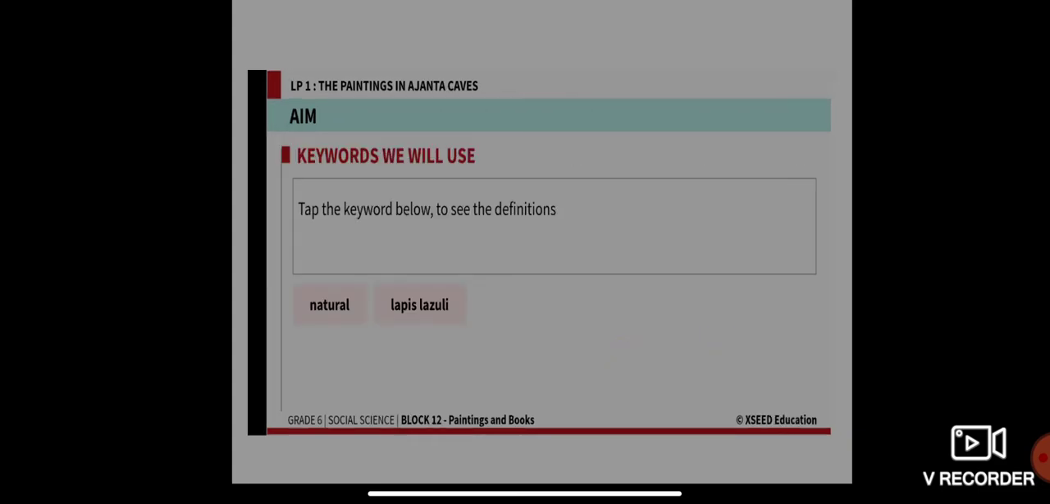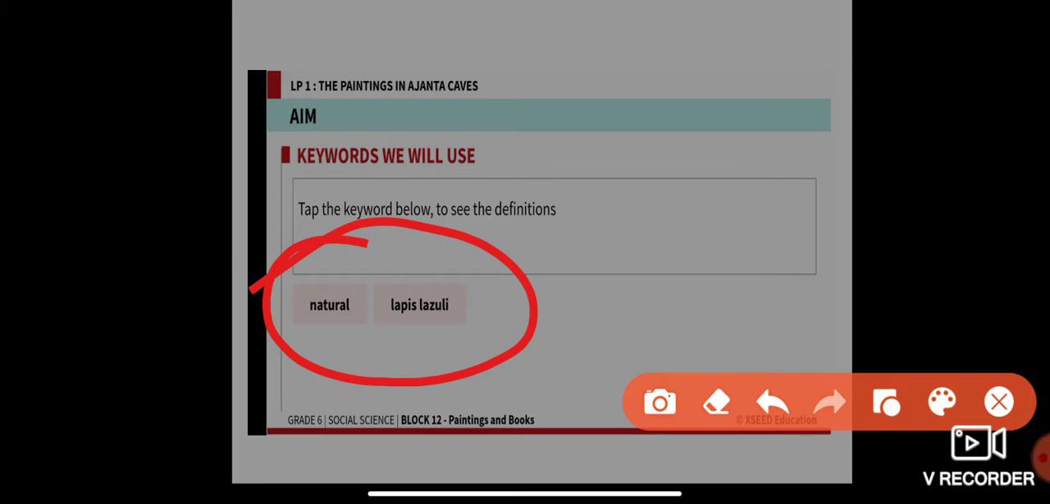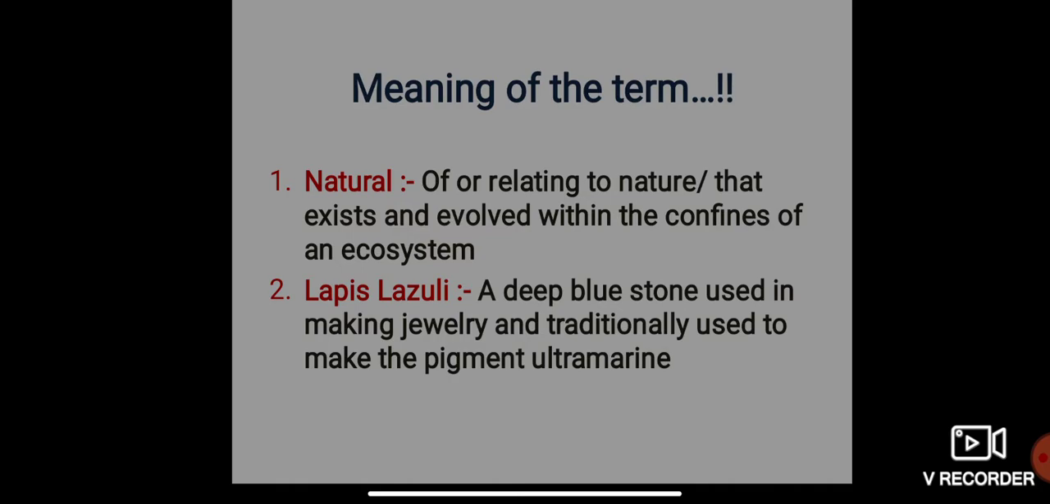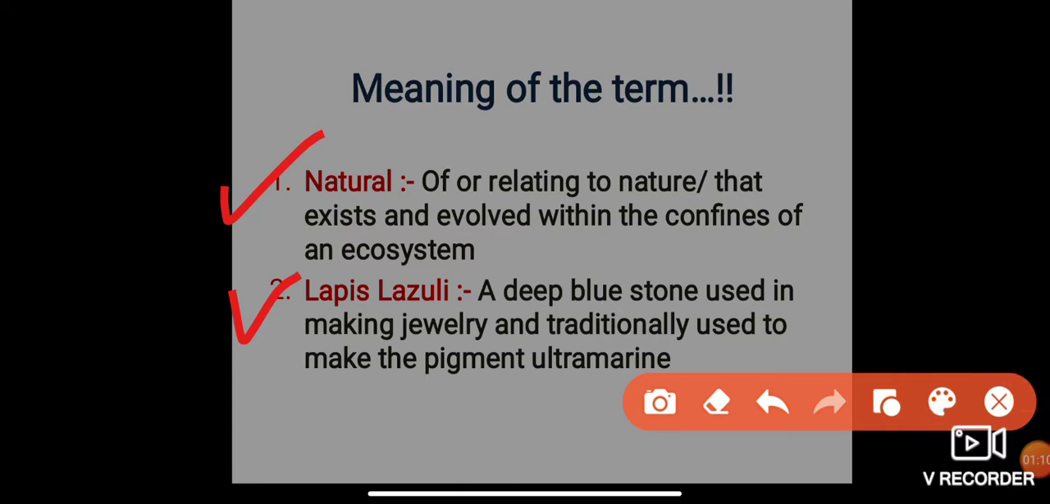Let's learn the meaning of the key terms as well. The keywords for today are natural and lapis lazuli. Here is a simple meaning of the keywords. What is natural? I'm sure you all know. It is something relating to nature that exists and evolves within the confines of an ecosystem, or something which is there by itself. What is lapis lazuli?